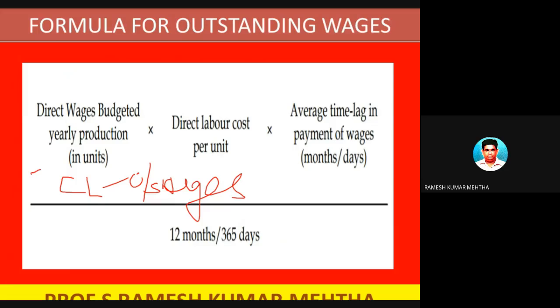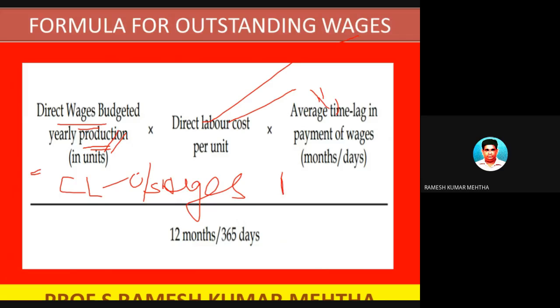To find out this amount of money which is outstanding as far as wages is concerned, the following formula used to be used. Budgeted number of units that has to be produced during the whole year, into, whenever you are talking about wages, direct labor cost per unit or wage cost per unit, into how much time we are taking to pay the outstanding amount once the expenses have been incurred. So we call it the average time lag in payment of wages.